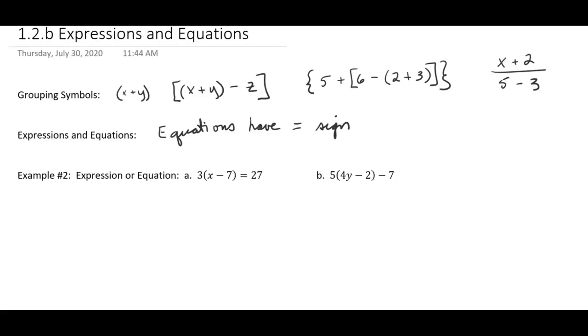So they ask us on this example, I don't know why it says example 2. Oh, yes it is. Anyway, it wants to know if A is an expression or an equation. Well, it's got the equal sign, so it's an equation. Now, part B looks very, very similar to the problem in A, but it's not an equation. It doesn't have an equal sign. There are 2 subtraction signs in there, but no equal sign. So this would be an expression.